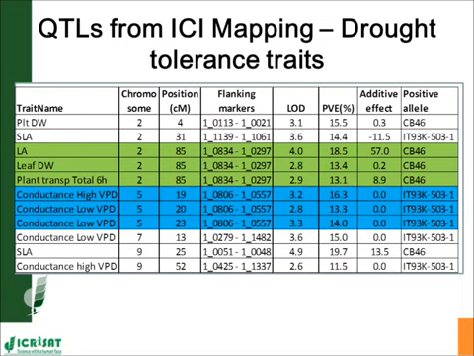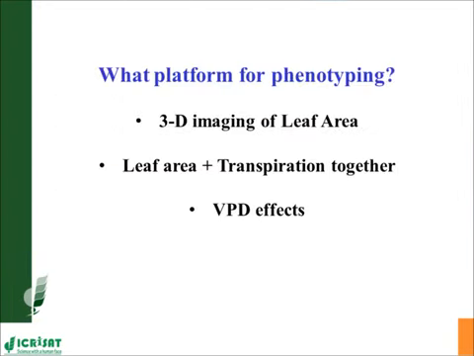So there, we've got a clear understanding of what alleles each of those two parents is bringing in the water budget. And so it's quite a powerful tool. So what platform do we need for that? Again, the platform that measures leaf area very quickly, plus the transpiration measurement and the low and high VPD measurements. And then we need to test, of course, the VPD effects.